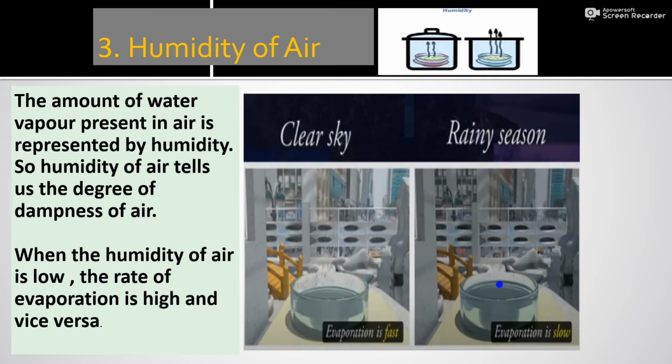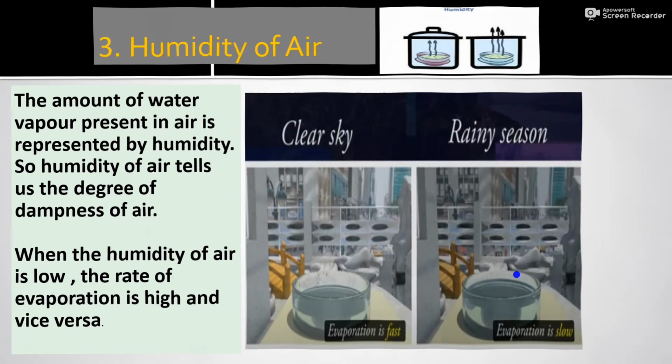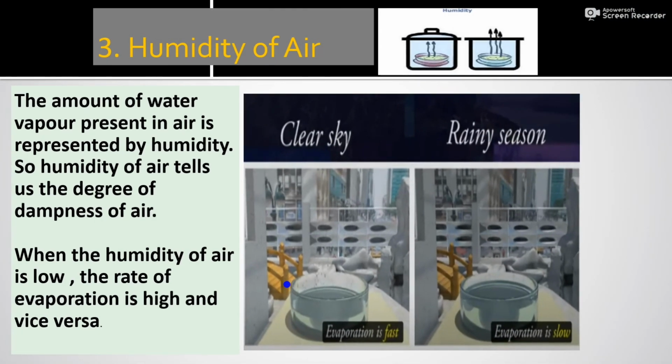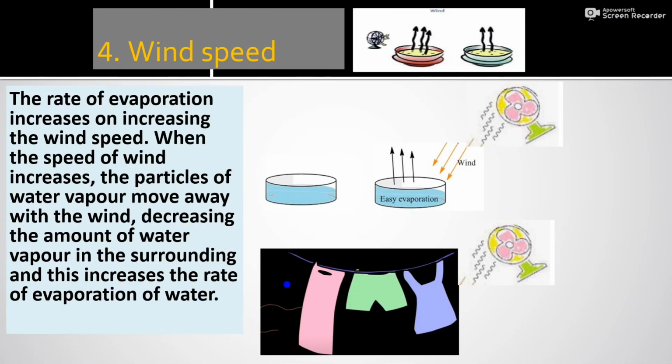But if there is high humidity, then there will be no space or less space for the water molecules, and there will be more water in the air. So there will be a low rate of evaporation. You can see clear sky and rainy season. In case of clear sky, that is in winter and summer, evaporation is fast because the presence of water vapor in the air is very low. But in the rainy season, there is water vapor in the air, so evaporation is very slow because humidity is high.